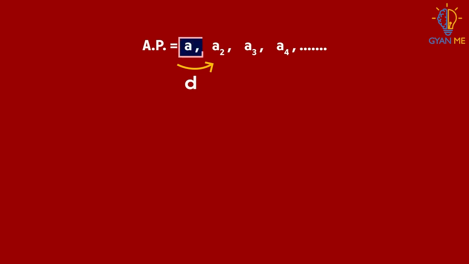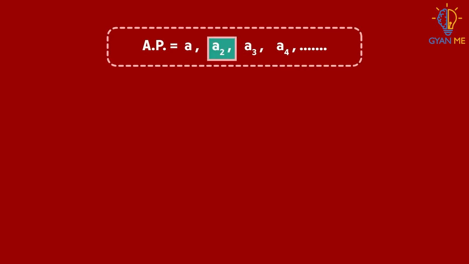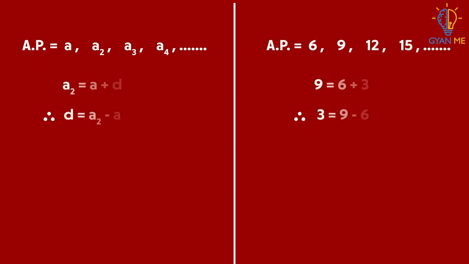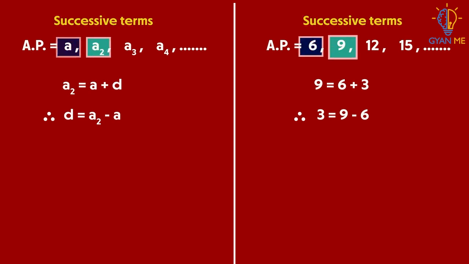Let's see. Since A is the first term of the list, it can easily be written. But what about finding D? Is that easy? We know that in an AP, every succeeding term is obtained by adding D to its preceding term. So D can be found out by subtracting any term from its succeeding term, that is the term which immediately follows it. Students, note here that we are not subtracting any two random terms. We are subtracting two successive terms, that is, the preceding term from its succeeding term.